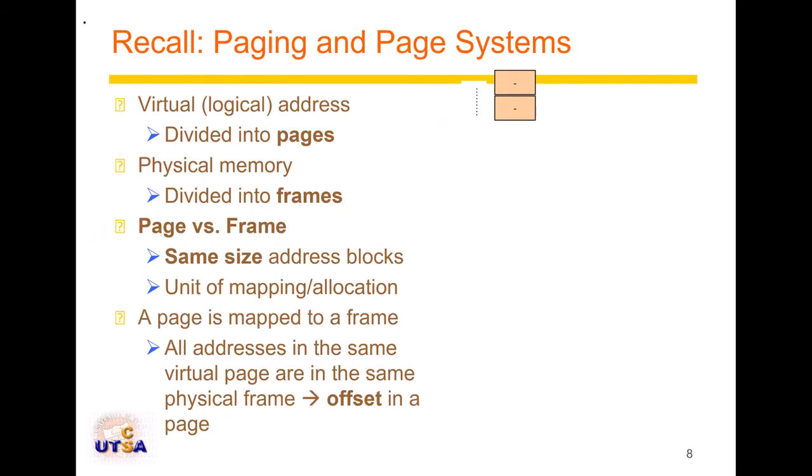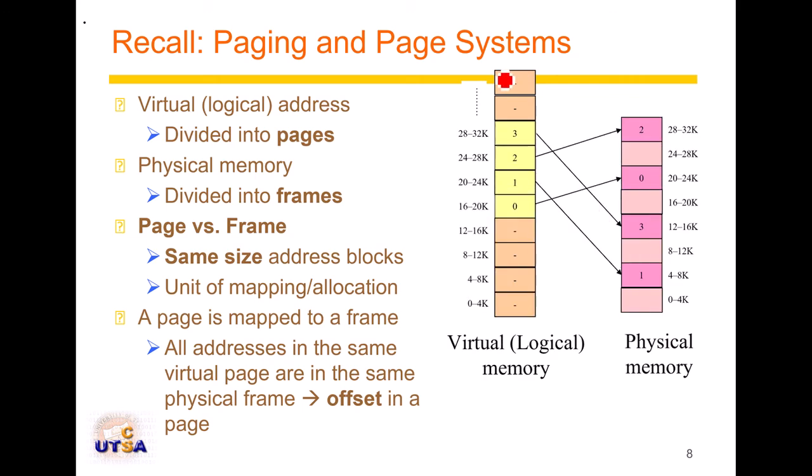Okay, so this is just background information, and a good reminder and a good exercise for the previous chapter. If you remember, we divide our logical address space into pages, and then we also divide our physical address space into similar size blocks, which we call frames, and here we call them pages.